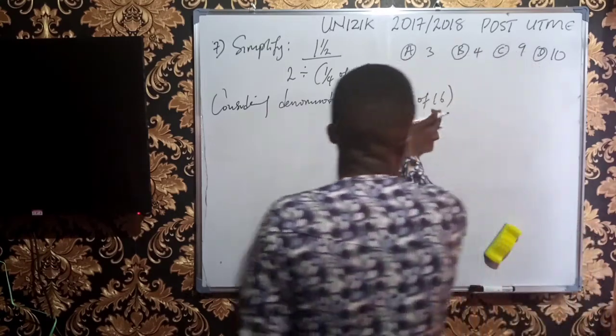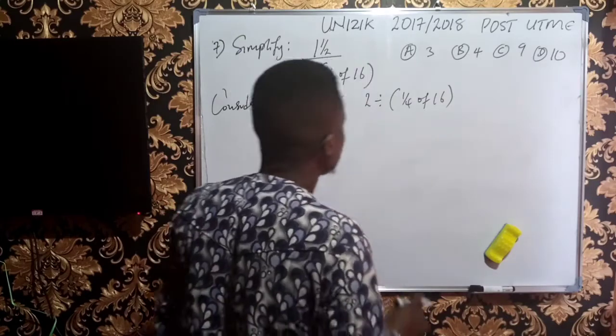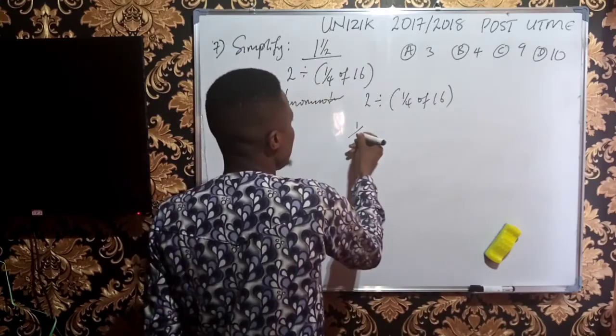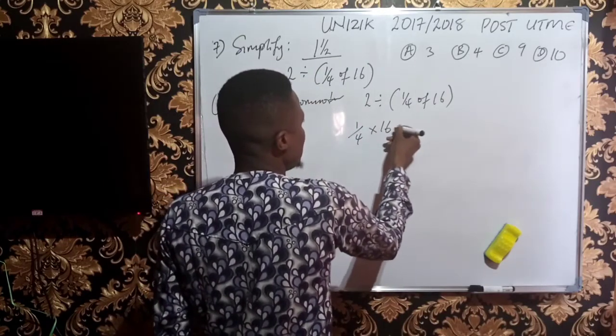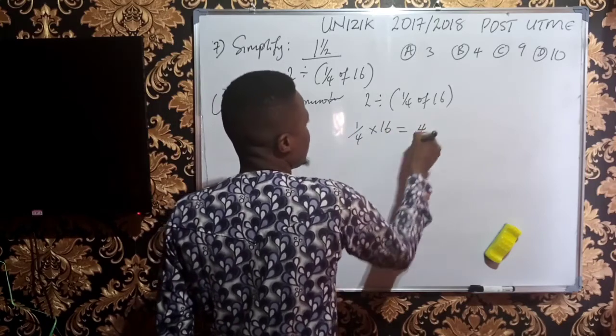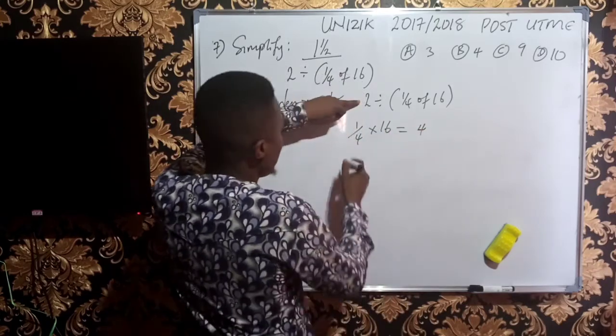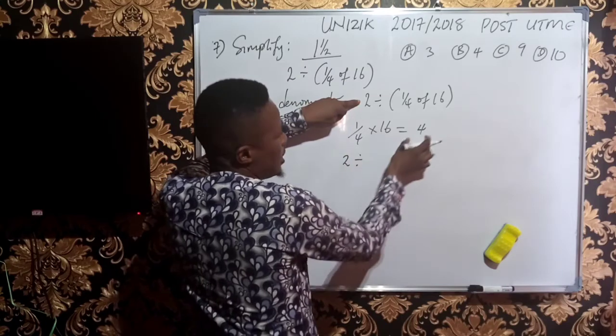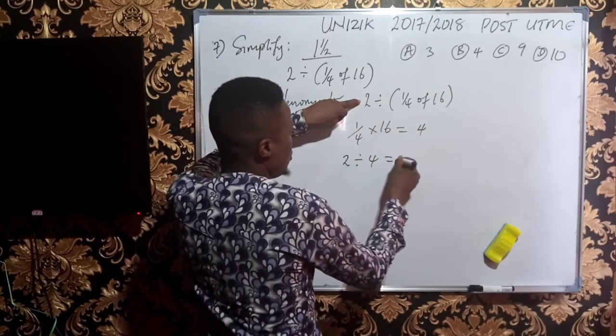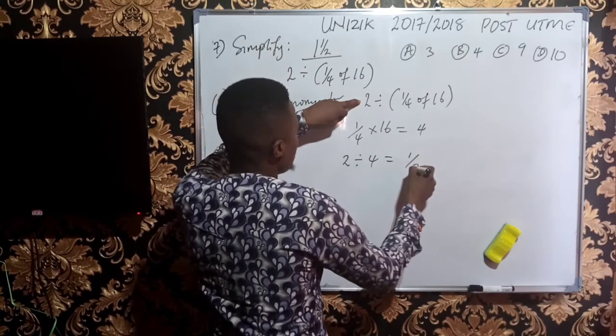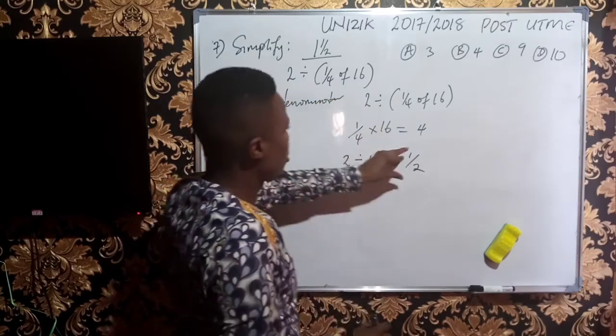So let us get the bracket first according to BODMAS. So 1 over 4 of 16 means 1 over 4 times 16. 16 divided by 4 is 4. So what we are having here is just 2 divided by 4. This will give us 1 over 2. Okay, so the denominator is 1 over 2.